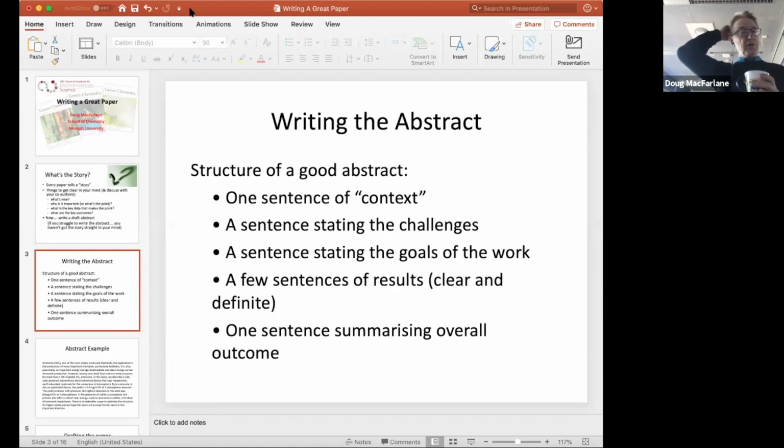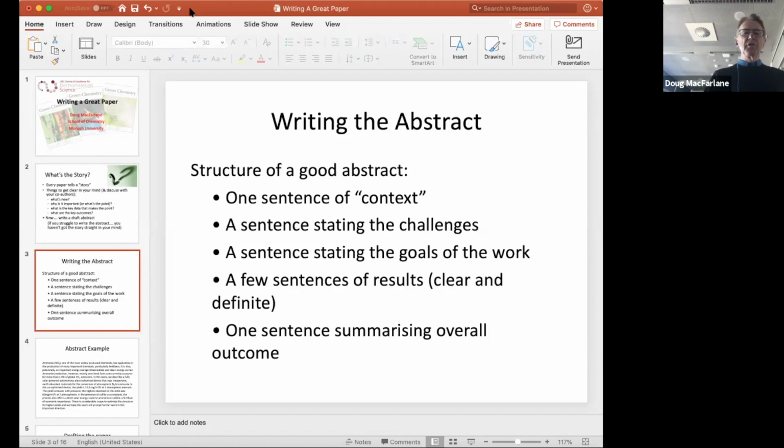And then a few sentences of results. So very clear reporting, what I call the headline results. Be careful not to overclaim your results, but just put some numbers or some key facts there, which are, as I say, the headline results. And then finally, one sentence summarizing some sort of overall outcome and where this might go next.